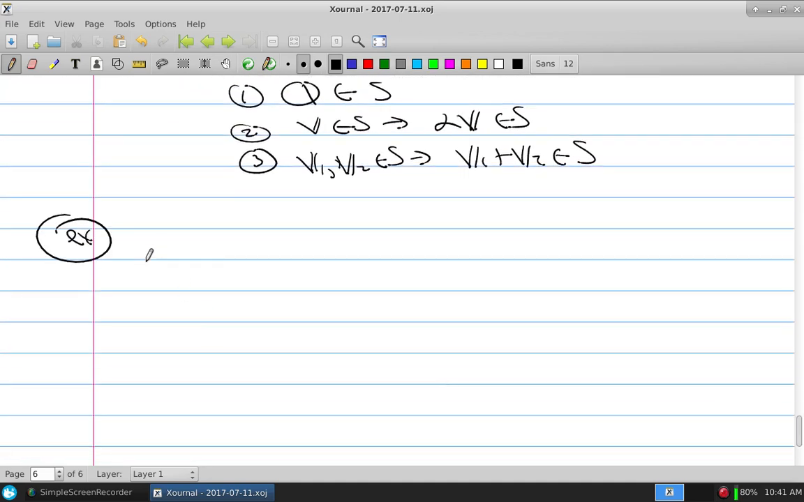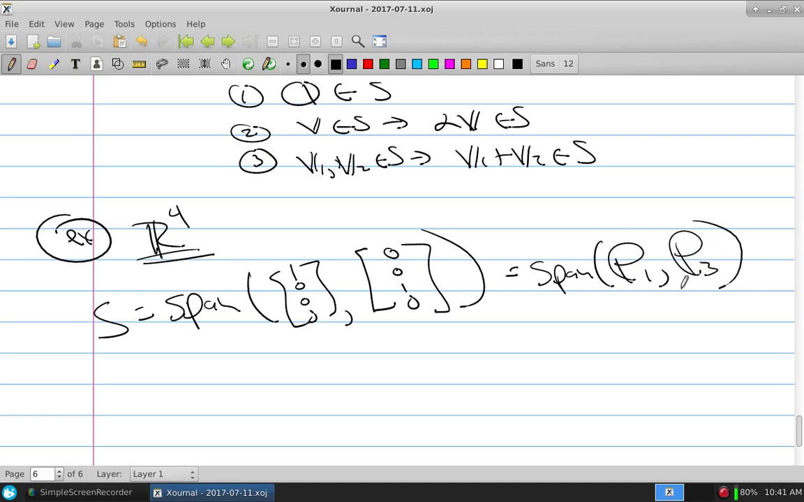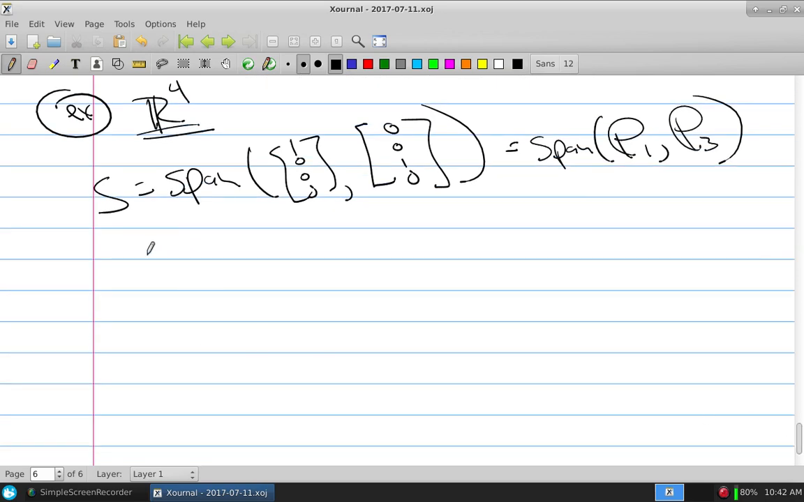So, for example, if I take, say, R4, and I took the span of, say, 1000 and 0010, this span, if I call this S, I'm really taking the span of what? What's another way of writing that first thing? That's E1, and what's this guy? E3. I'm actually taking the span of E1 and E3. So, what's the dimension of this? I know the dimension of S is 2. I'm spanning this particular thing.